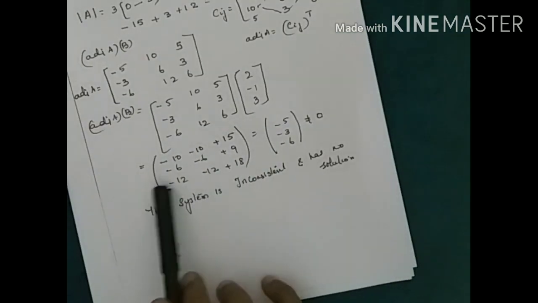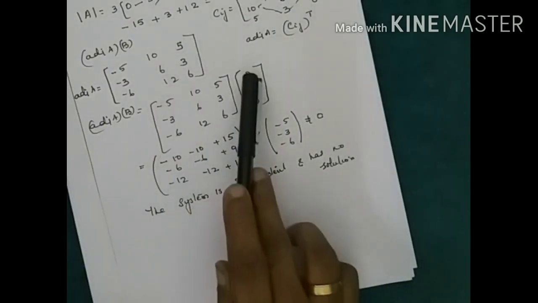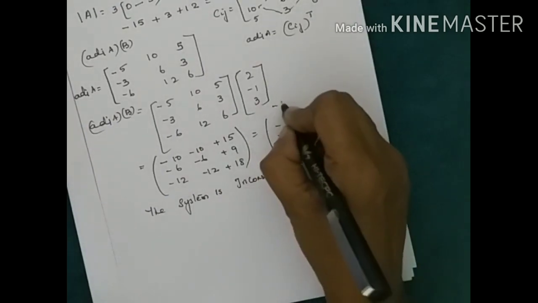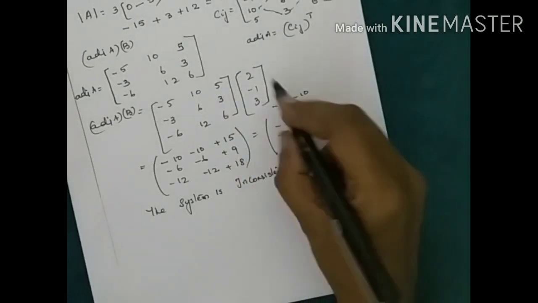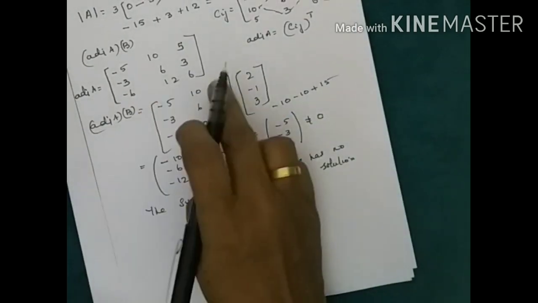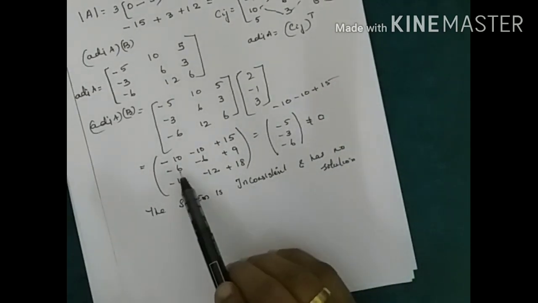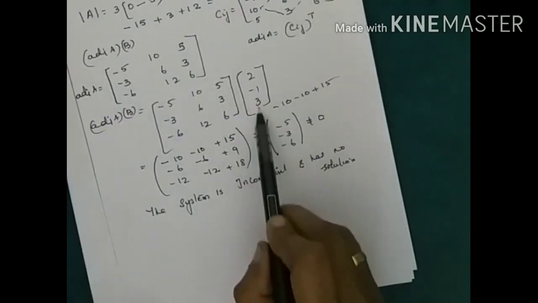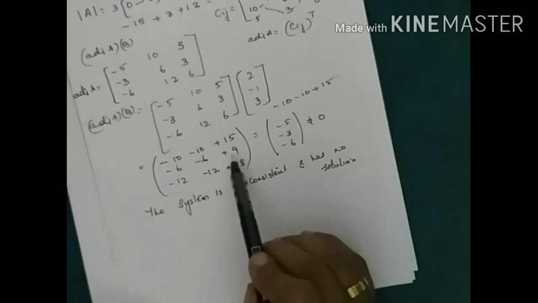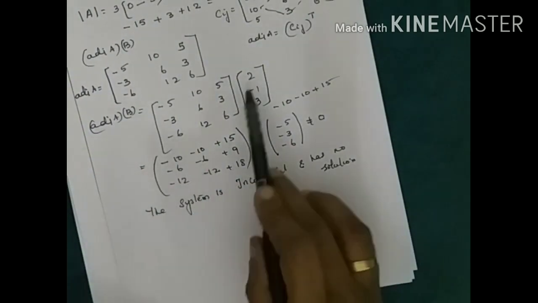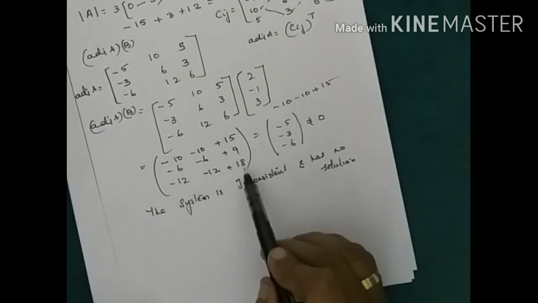And now I have multiplied it. So how do you actually multiply? Row and column. Minus 5 into 2, minus 10. 10 into minus 1, minus 10 plus 15. So rows and columns, we get minus 20 plus 15, minus 5. Similarly, second row and first column. Minus 6 plus 9. So minus 12 plus 9, minus 3. Similarly, minus 12 plus 18. So minus 24 plus 18, minus 6.